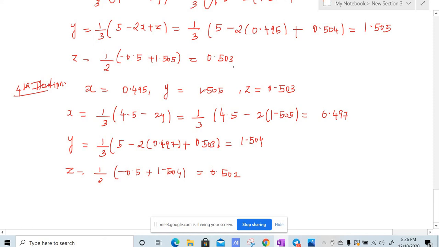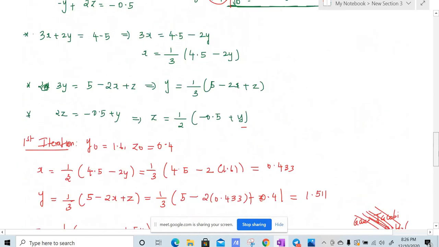Now you can see this is 0.503, this is 0.502, this is 1.504, 1.505. When you do the fifth iteration, you will get x to be 0.497 up to 3 decimal places, right? y to be 1.504, z to be 0.502. That's it, right? So this is the Gauss-Seidel method to find the unknowns x, y, z.